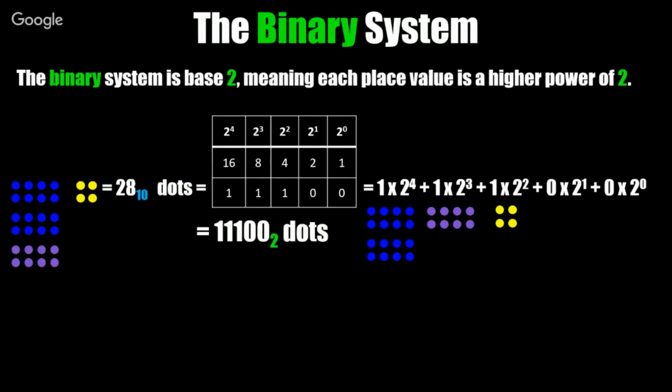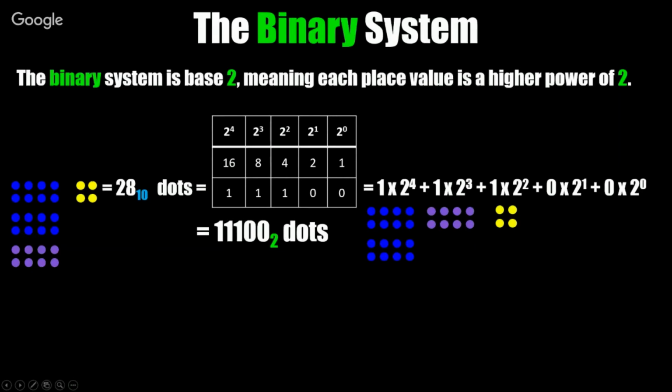In binary, each place value represents a power of 2. So instead of a 1s, 10s, 100s, and 1000s place, you have a 1s, 2s, 4s, 8s, and 16s place. 28 can be thought of as 1 16, 1 8, and 1 4. That's why 28 in decimal can be represented as 1, 1, 1, 0, 0 in its binary equivalent.